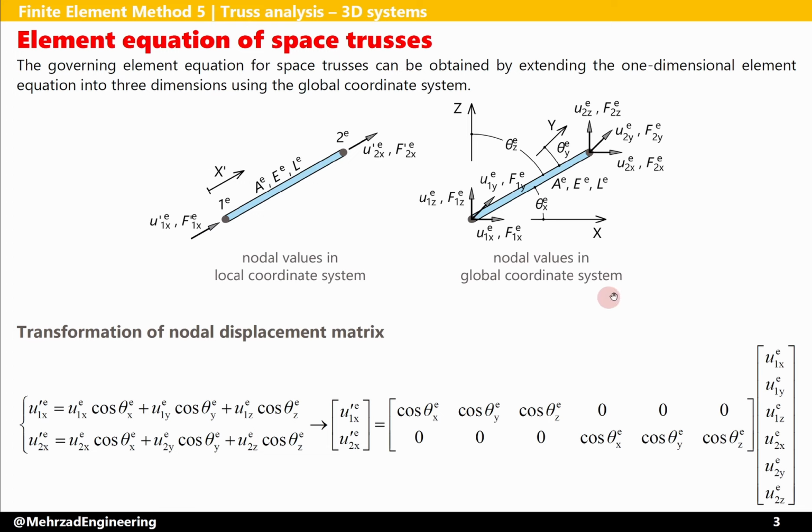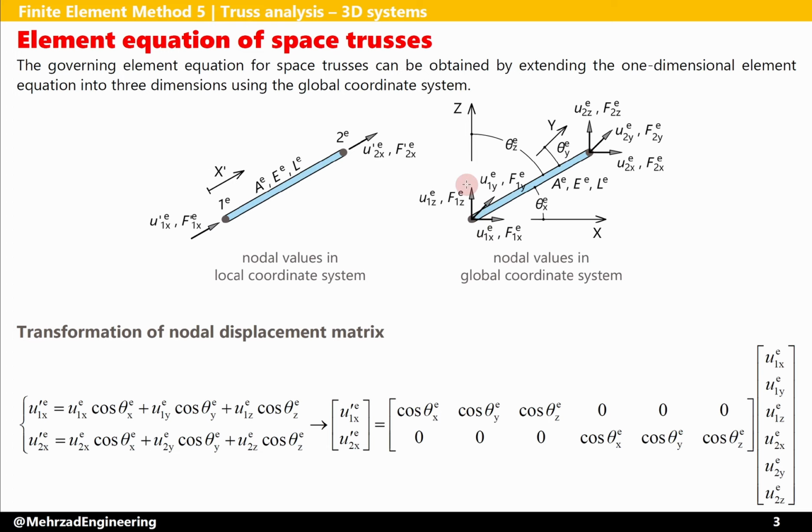In global coordinate system, at each node we have three components for displacement and forces. For example, at node 1 in global coordinate systems, we have three components of displacement u1x, u1y, u1z. And for forces, we have f1x, f1y, and f1z.